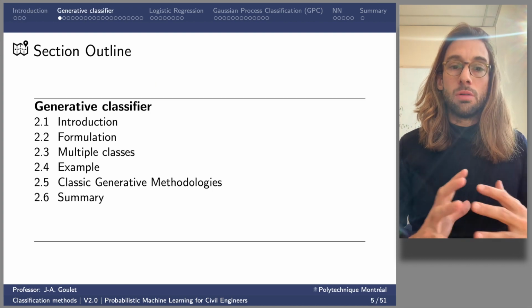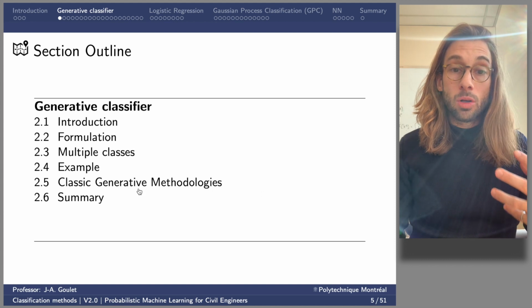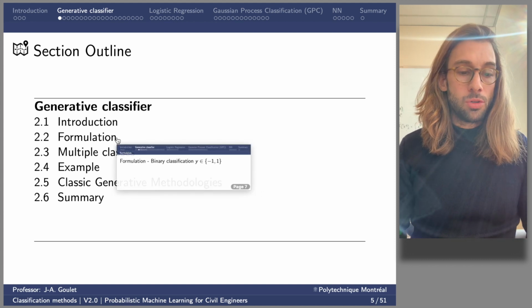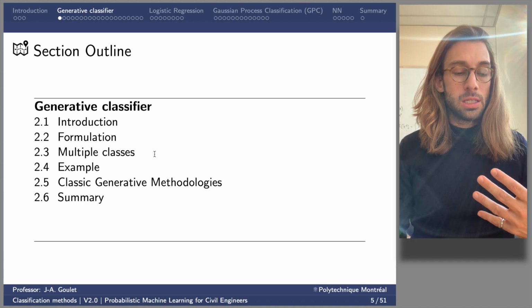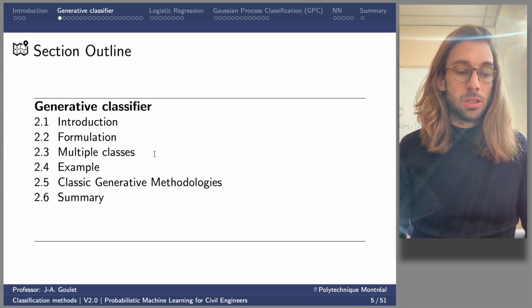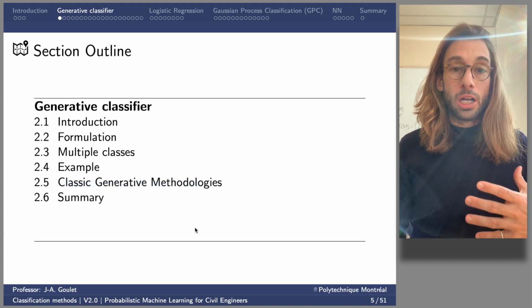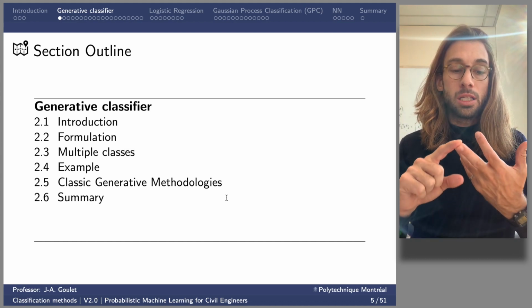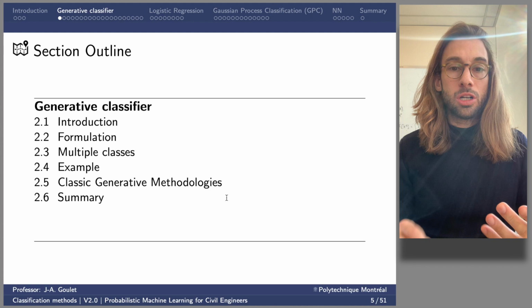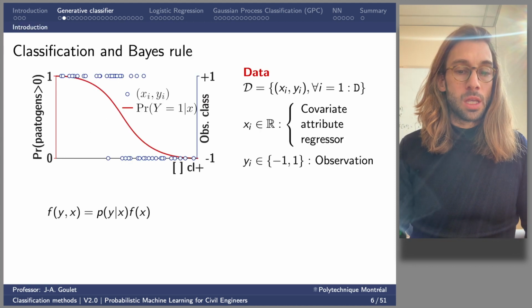So let's start with generative classifiers. We're going to see a brief introduction. What is the mathematical formulation that is common to all approaches? How can we extend that formulation that we're going to see for 1D cases to multiple cases? And how can we apply this to some examples? Then we're going to see a real-life example with real data. Then we're going to see the classical generative methodologies, namely naive Bayes, linear discriminant analysis, and quadratic discriminant analysis. And then we're going to see the strengths and limitations of such a generative approach.